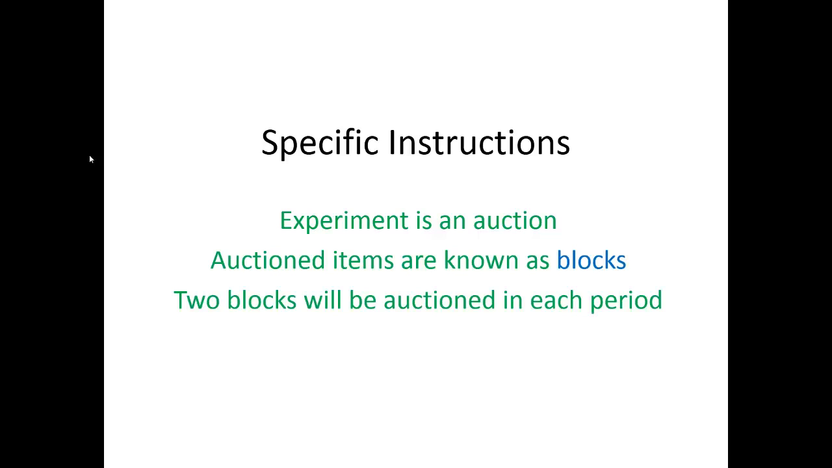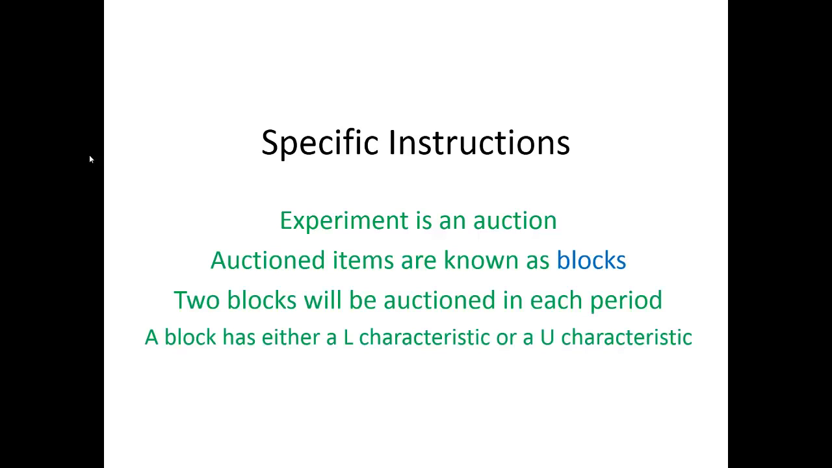Now to some specific instructions. The experiment consists of a series of independent periods in which you have the opportunity to acquire via an auction one or more items which will be referred to as blocks. There are 2 blocks available for sale in each period. Blocks are sold with either an L or a U characteristic. An L characteristic designates full private ownership of the block in question.